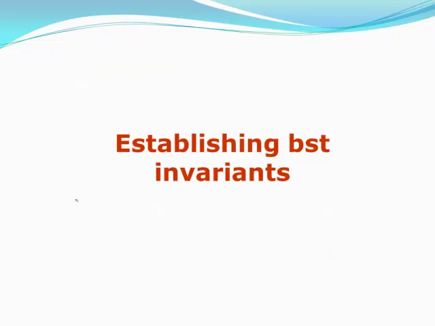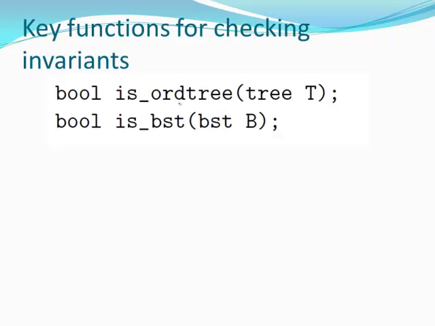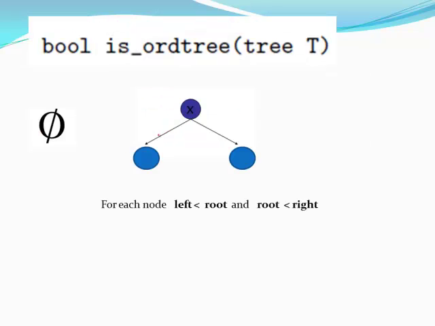Next, we're going to try to establish the binary search tree invariant. We're going to have two key functions. One is the ordered tree. Ordered tree means that it will take a tree node and make sure that that tree node satisfies the order of the tree. These are going to be the key functions for our contracts for checking invariants. Once we have the ordered tree function, we'll be able to use that in the binary search tree code to check whether something is a binary search tree or not. So let's talk about the ordered tree function that will be used for contract checking.